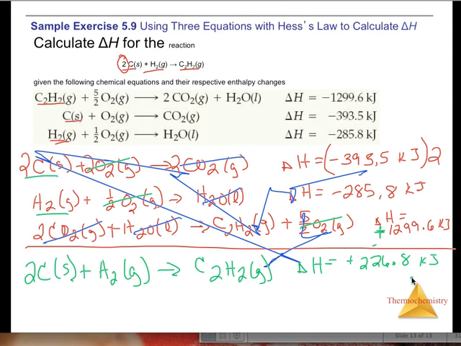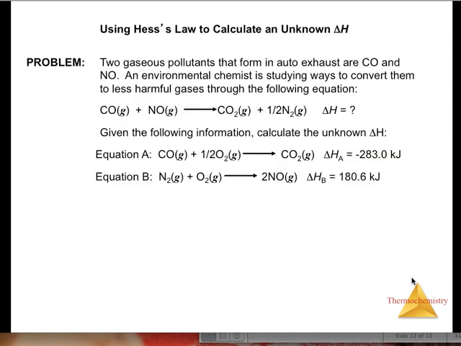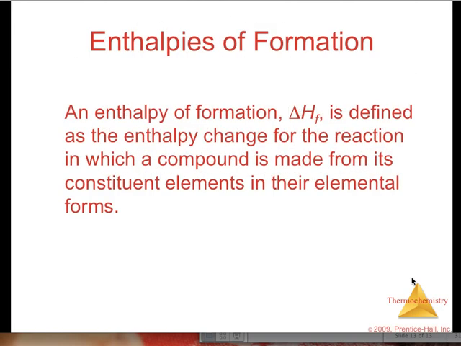So those are 2 examples of Hess's law. Sorry. We'll look at this one in class together, and then the next thing we'll look at is enthalpies of formation.